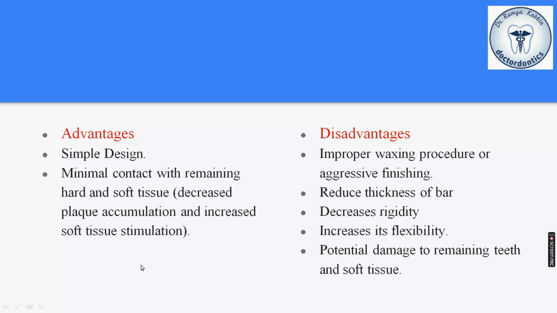What are the disadvantages? When you do improper waxing procedure or you do aggressive finishing, it will reduce the thickness of the bar and it will reduce the rigidity, which increases its flexibility, potential damage to the remaining teeth and soft tissue. If you are reducing its thickness, then it is not fulfilling the primary property of mandibular major connector.